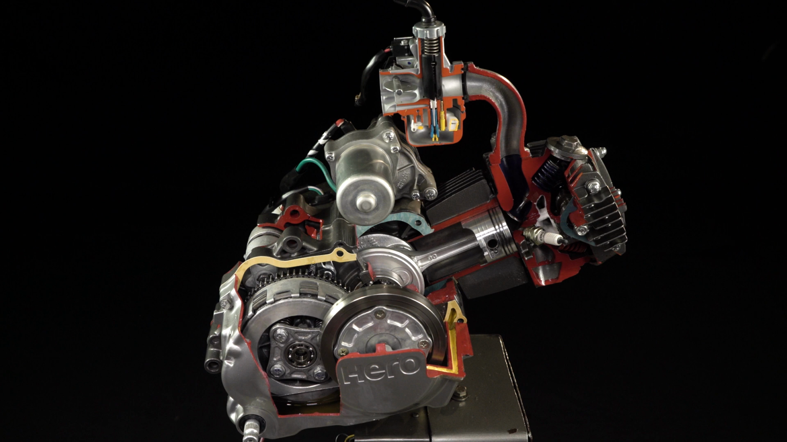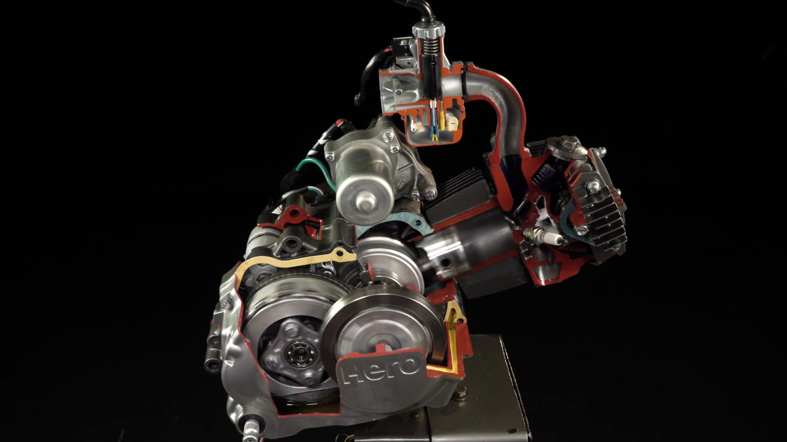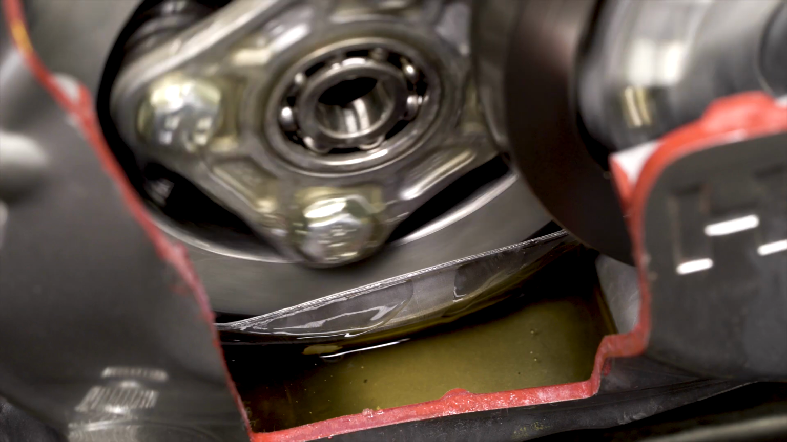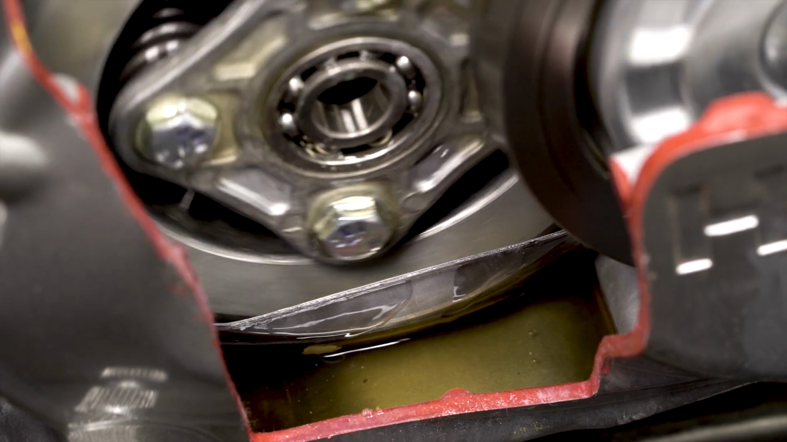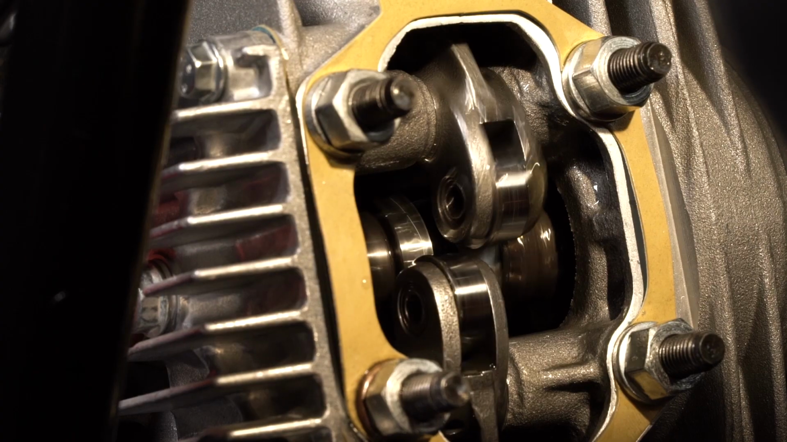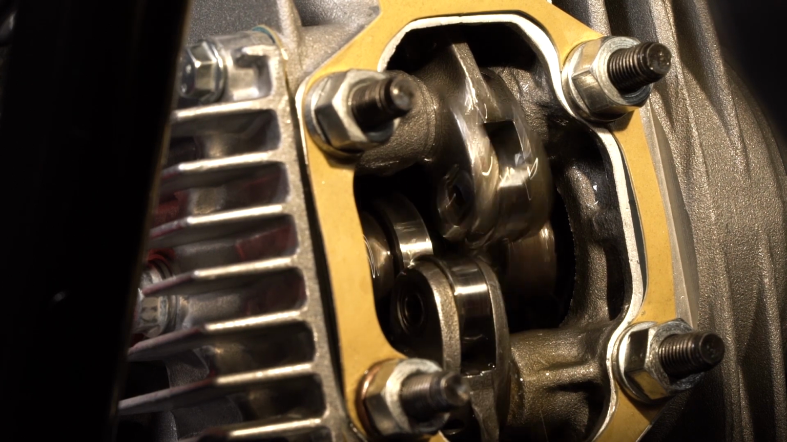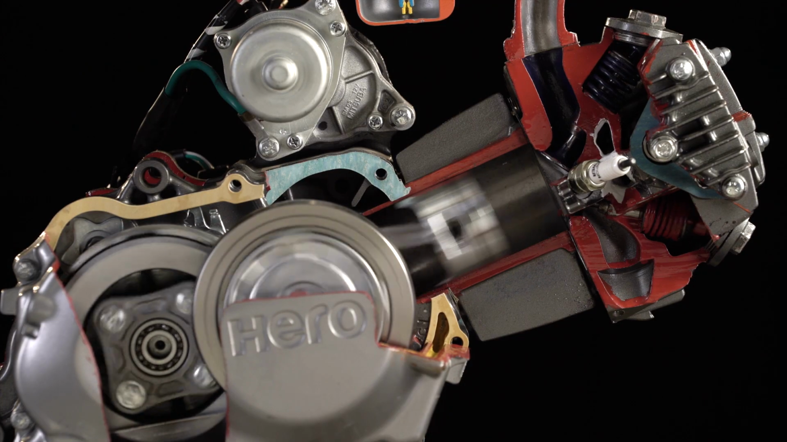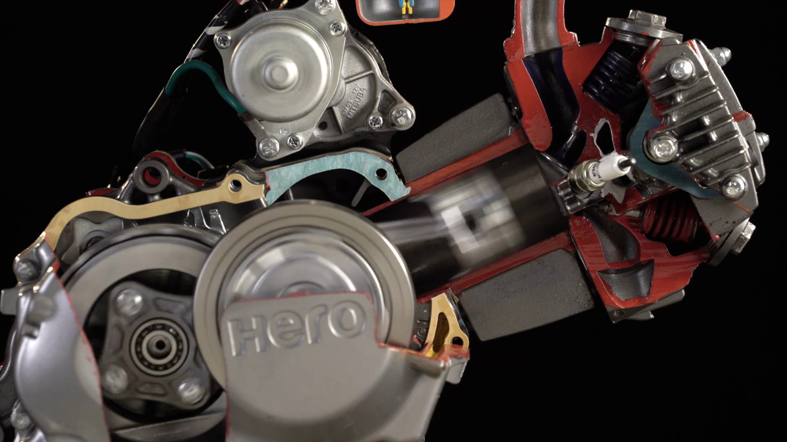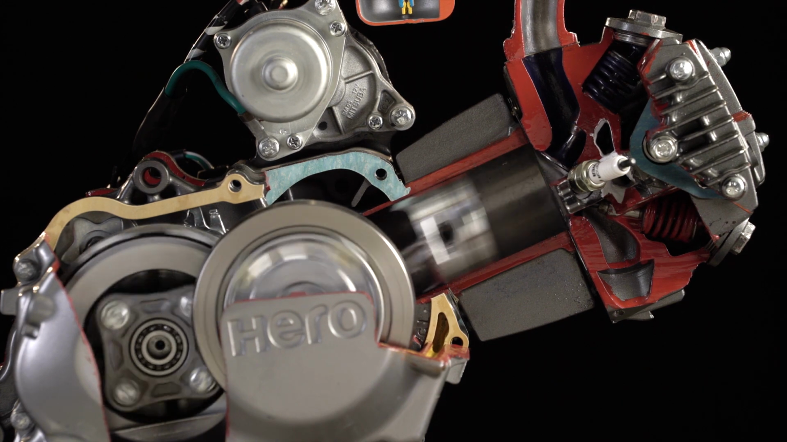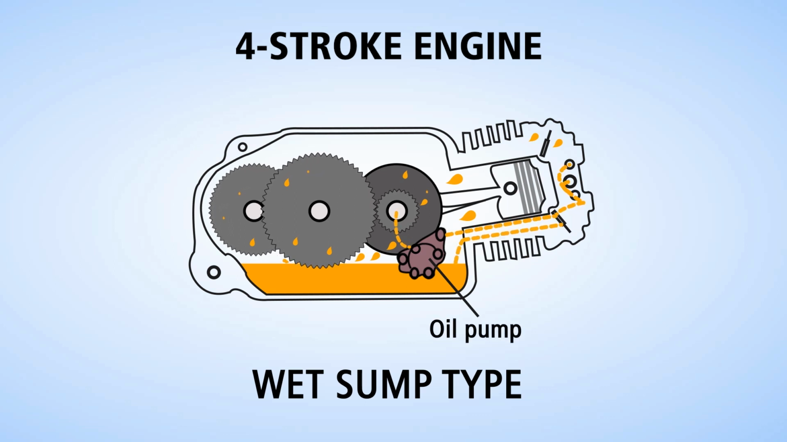The lubricant can differ from motorcycle to motorcycle. In four-stroke engines, oil is generally stored inside the crankcase for circulation throughout the engine. This lubrication system is called the wet sump type. Engine oil and gearbox oil are usually common in this system, and the gears of the transmission are splash lubricated.